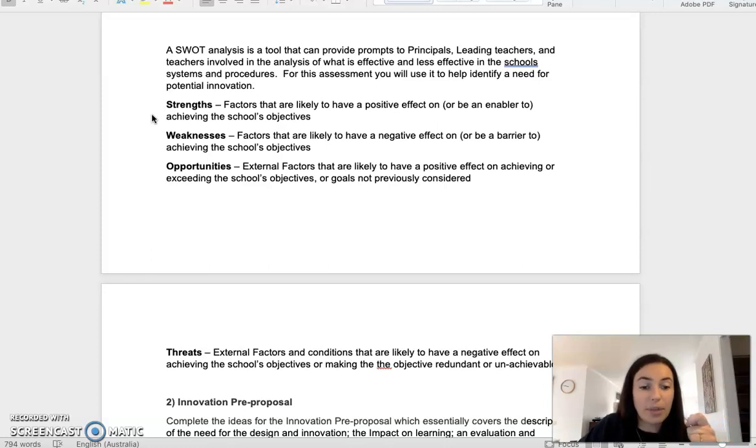How would I go to my principal and say, this is a strength, this is why it's really good, because it's going to be able to help with this curriculum or with a school objective that your school has. Weaknesses, so factors that are likely to have a negative effect or be a barrier to achieving the school's objectives. Okay, so really thinking about what are different factors, pretty much the opposite from those strengths, that might be a barrier to achieving those school objectives.